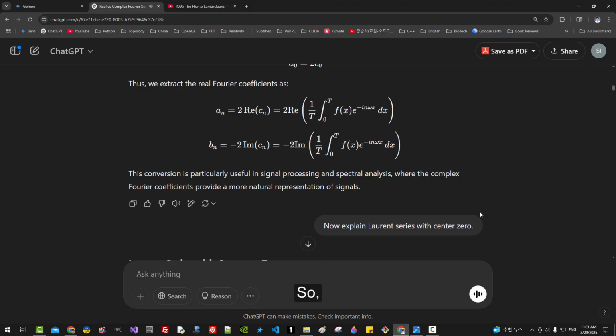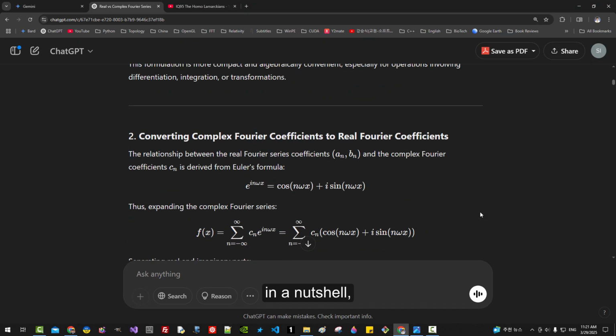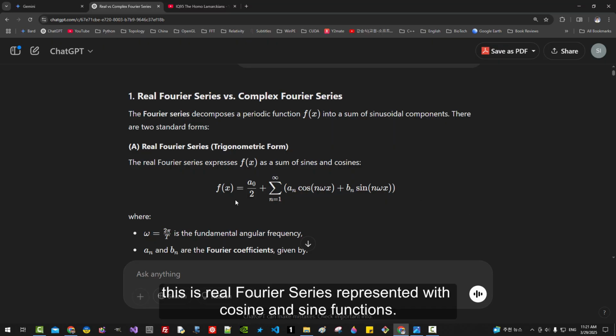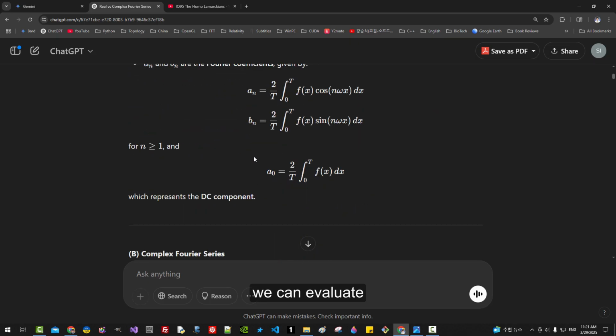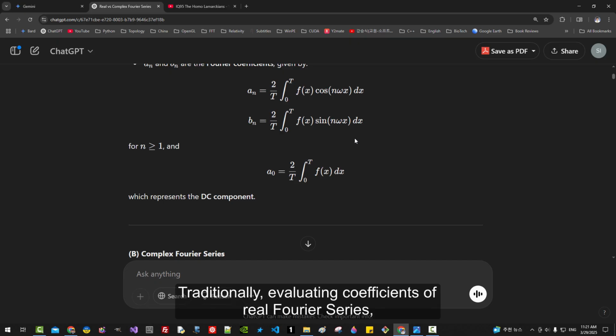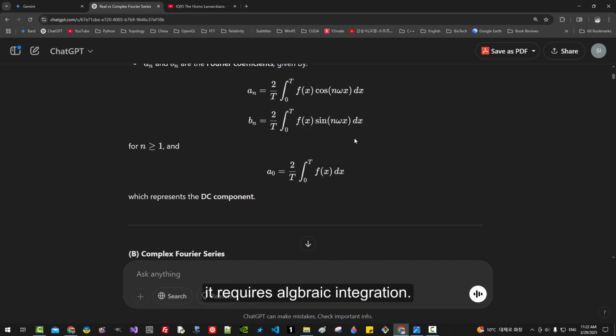So, in a nutshell, this is the real Fourier series represented with the cosine and the sine function. We can evaluate coefficients a_n and b_n using integrals. Traditionally, evaluating coefficients of the real Fourier series requires algebraic integration.